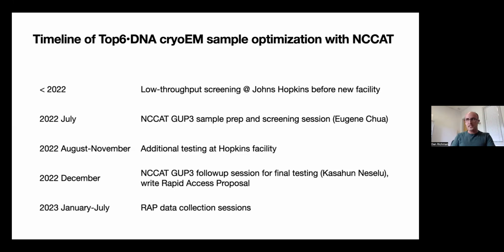So finally, in December of 2022, with a large batch of grids that we made on site, I wrote a rapid access proposal at NCCAT so I could leave the grids there on site and be able to use their cryo-EMs. And those sessions were performed in the first half of January 2023. It was also interesting timing. My son was born in January of 2023. I think my grids were either going on or coming off the scope right on that day. And so I think I wrote back an email to the microscopists, something like, I can't really talk about this right now, but I trust you completely.